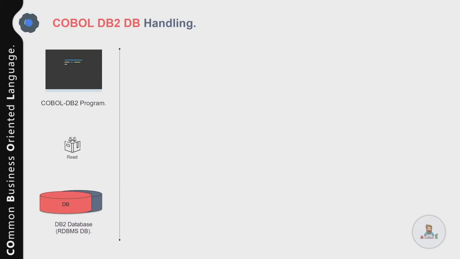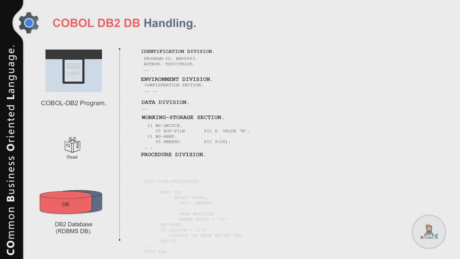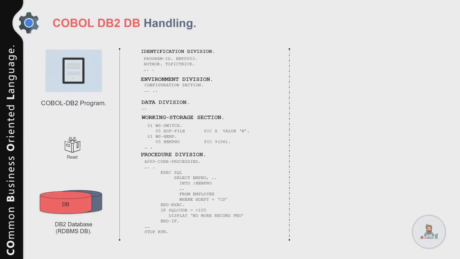So again, we have four different divisions, that is identification division, environment division, data division, and procedure division. If you notice, in environment division and data division, we have not specified any file related details because we are actually reading data from our DB2 table. In case you want to write any data to the output file, then you have to specify the file related details in the environment division and in the data division.